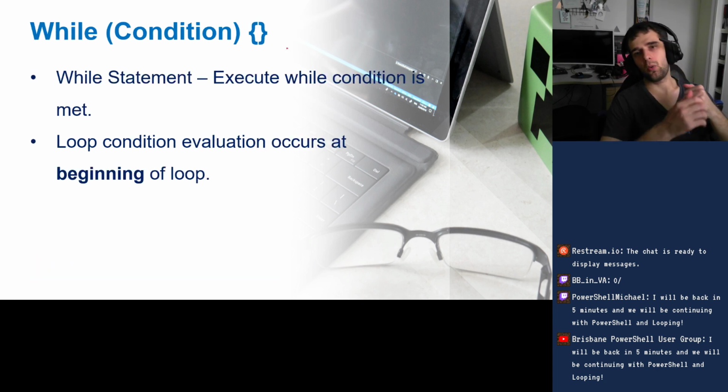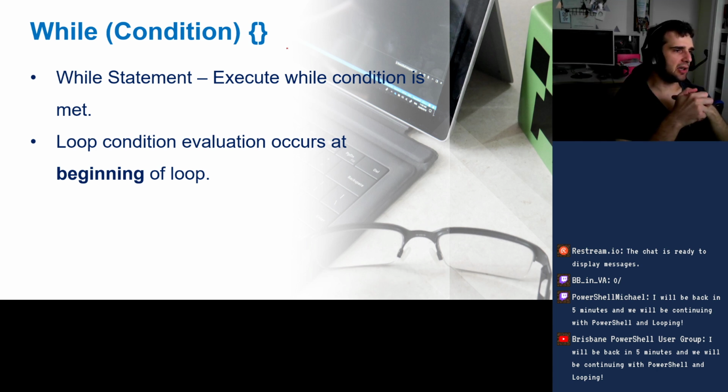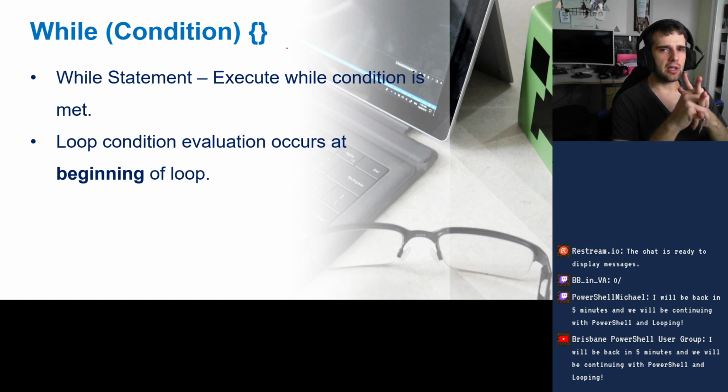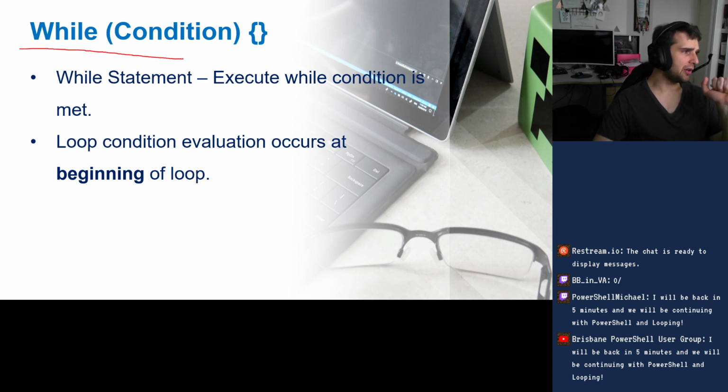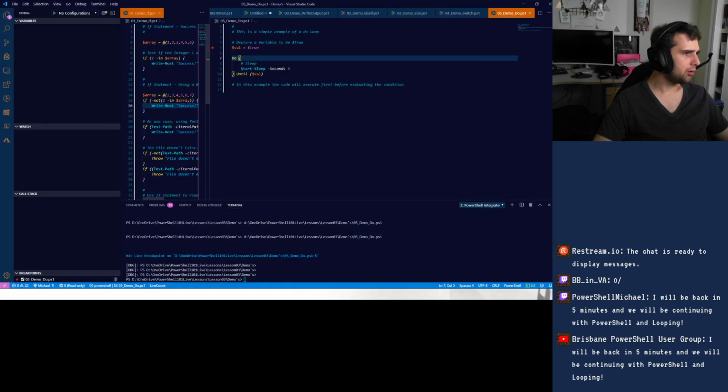All right, now we're going to look at a while statement. A while statement basically executes while a condition is met. A while statement evaluates the condition at the top of the loop versus a do, which evaluates it down the bottom. You can see here we've got a while, then a condition, and then our code. So do's and whiles both have their uses. I'm going to quickly show a demo of do and while.